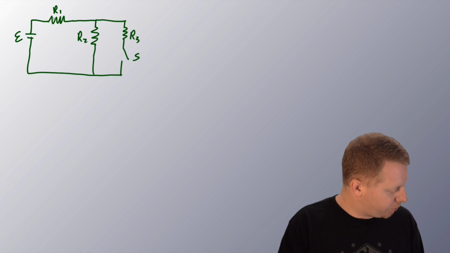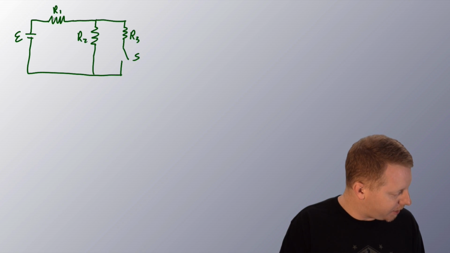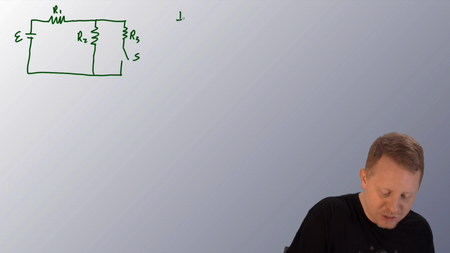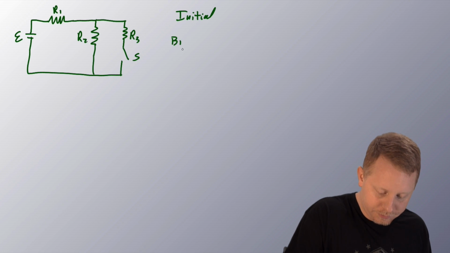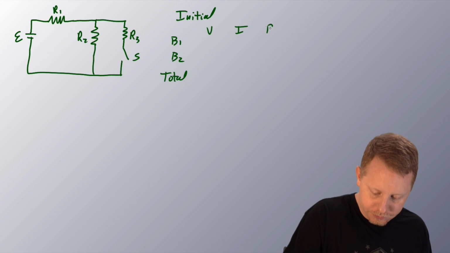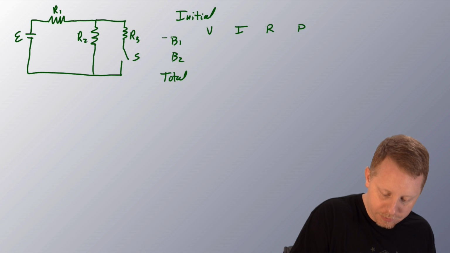Now for A2, before the switch is closed, the power expended by bulb 1 is P1. Derive an expression for the power P new expended by bulb 1 after the switch is closed in terms of P1. So if we look at the initial setup in our circuit, before that's closed, we only have to worry about bulb 1, bulb 2, and I'll make a row down here for total. And we have voltage, current, resistance, and power for those elements.